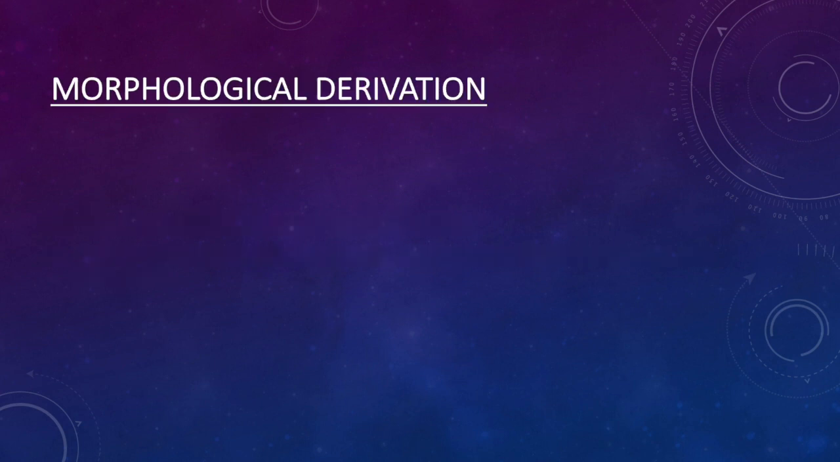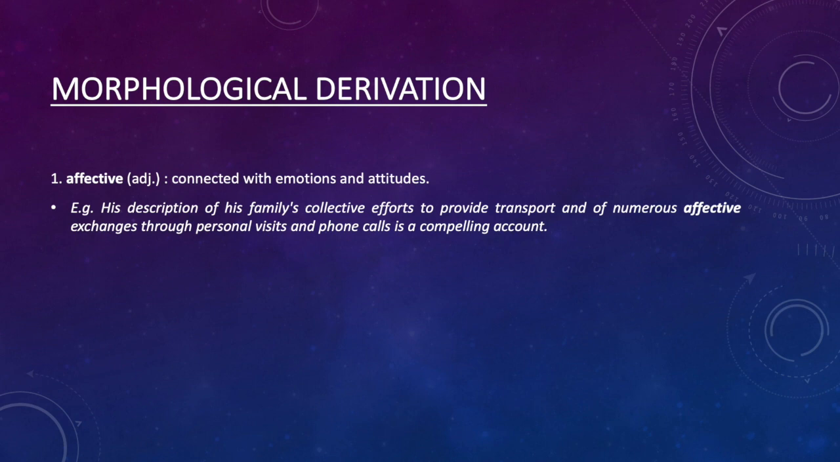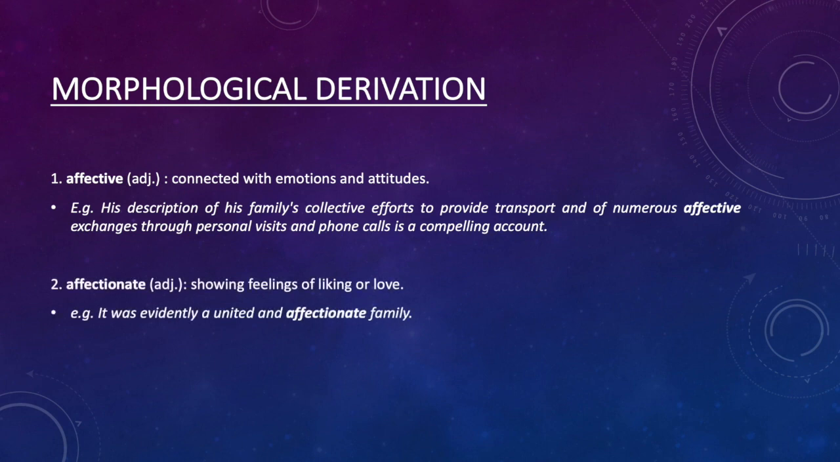And here are some examples of morphological derivation of the word affect. Number 1. We have affective, which is an adjective and it means connected with emotions and attitudes. And we have another adjective that's derived from affect, which is affectionate. It means showing feelings of liking or love.